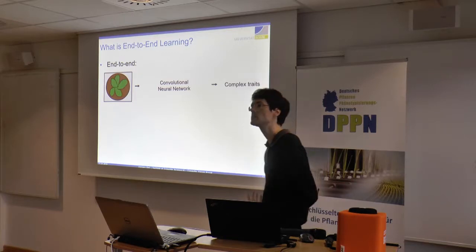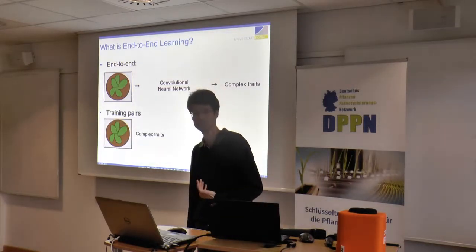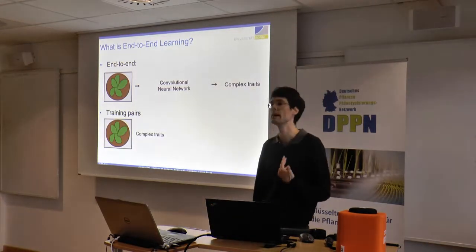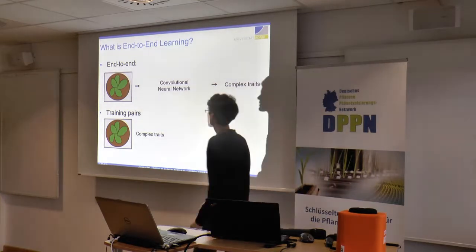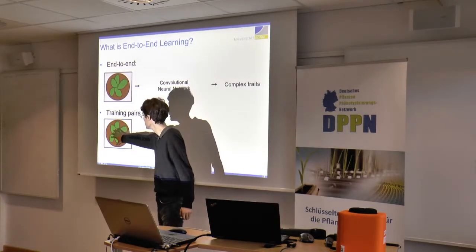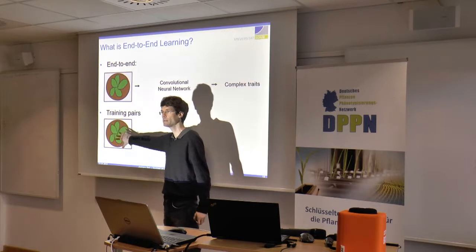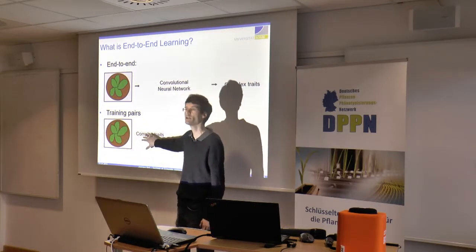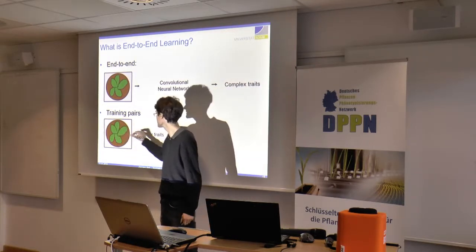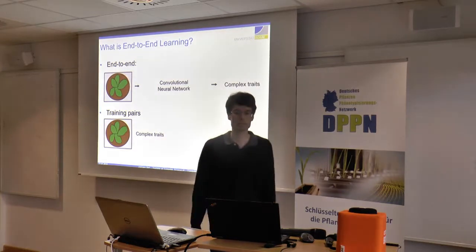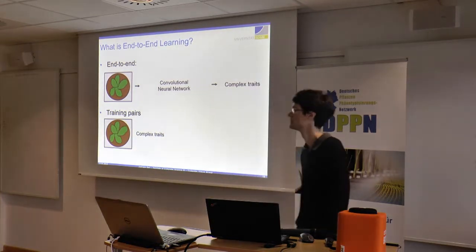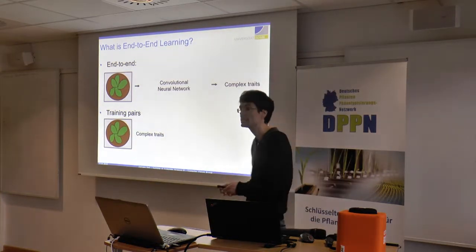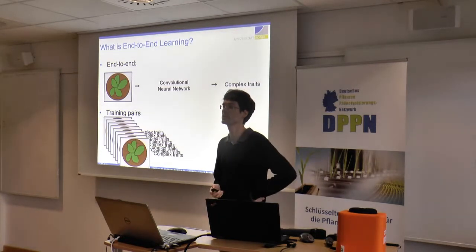To train such a model, you need training data. And that means what you need is pairs. A single pair consists of, let's say, one input image of a plant, and for this plant you have done your measurement. So for this plant you know exactly whatever the nutrition efficiency is, for instance. And you need not a single pair, you need many pairs of training data.